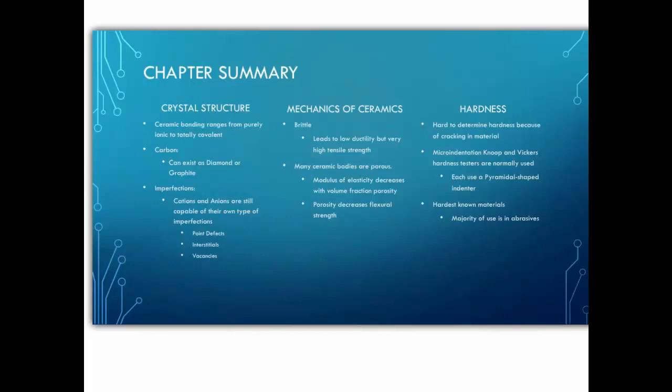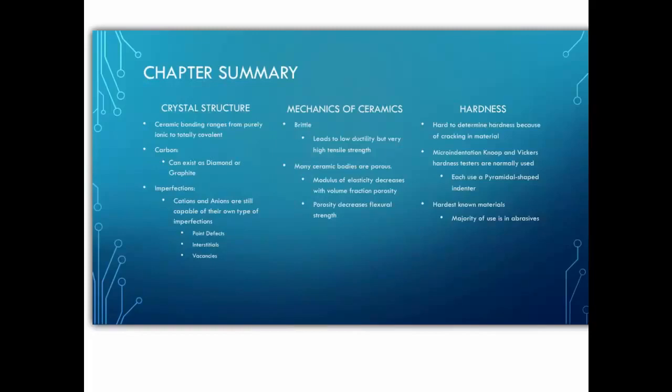In the next topic, we notice that ceramics are very brittle. This leads to low ductility but very high tensile strength. And also, many ceramic bodies are porous. This means that the modulus of elasticity decreases with volume fraction porosity, and also that the porosity decreases flexural strength.